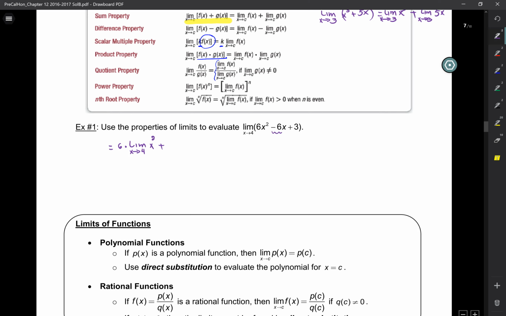plus, now we're going to do this one, negative 6 times the limit as x approaches 4 of x, plus the limit as x approaches 4 of 3. So basically, there were 3 terms here, and we're going to find the limit of each of those terms separately.